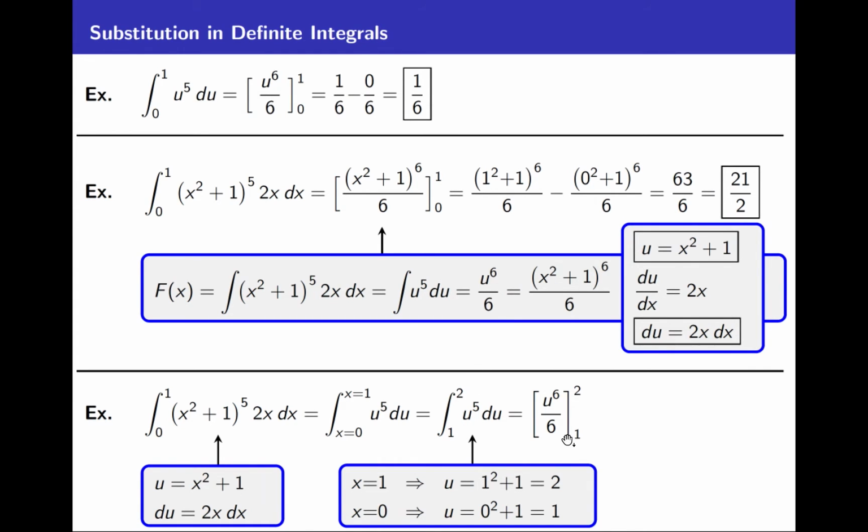So continuing with that approach that we did way up here, the answer is going to be, let's see, our antiderivative is u to the 6 over 6, and we go from 1 to 2. So that would be 2 to the 6 over 6 minus 1 to the 6 over 6. And that works out to be 63 over 6, which simplifies to 21 over 2. So that's our answer. And you'll notice that it is exactly the answer that we got using this alternate approach.